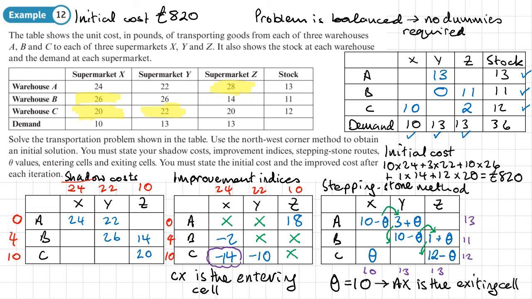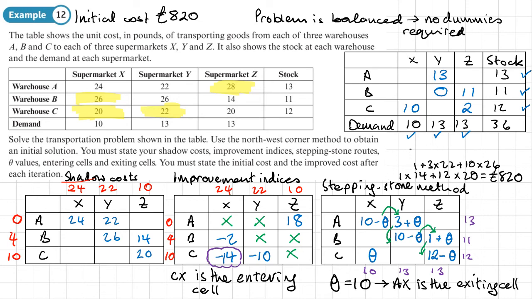Okay, so if any cell exits when it's 0, don't write it down. Only the cells which you haven't chosen to exit, even if they've got zeros in. So now we're going to calculate an improved cost. So we'll do that here.